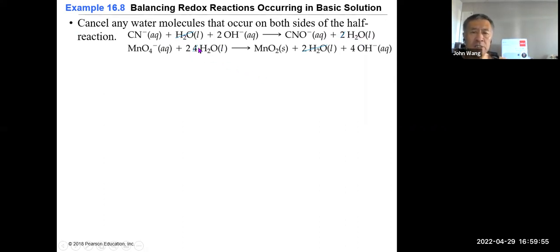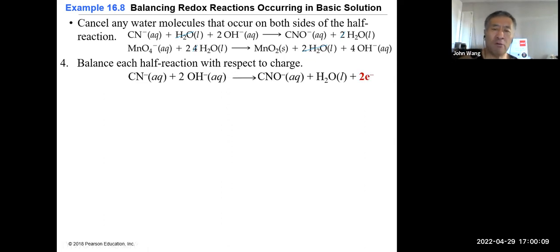Similarly here, at the beginning we have 2 water on the right, 4 water on the left. So 2 of them cancel out, only 2 left over. Okay, now we have clarified our equation. Then we check the charge. For this first equation on the top, after we cross out the water, because water doesn't have a charge, it doesn't matter.